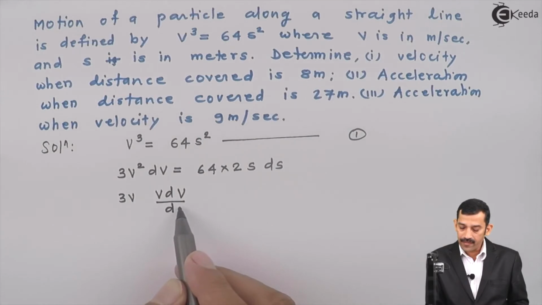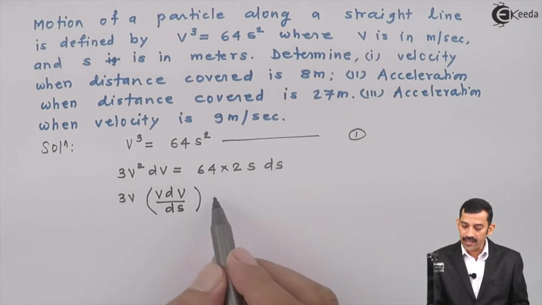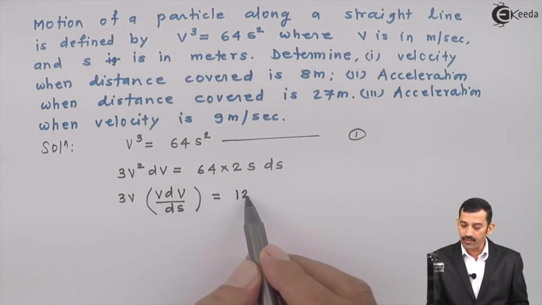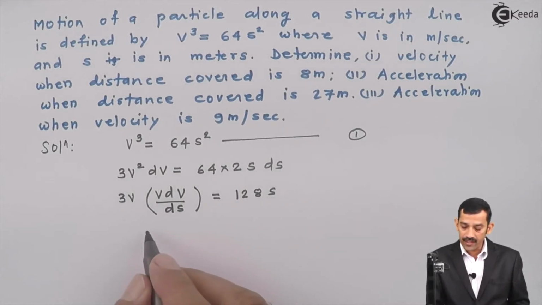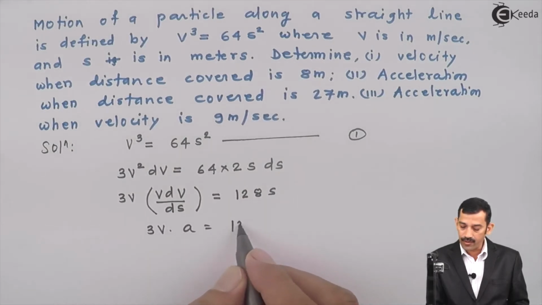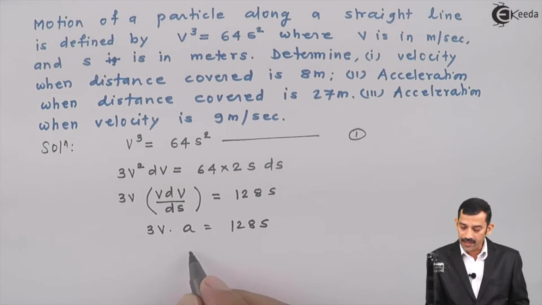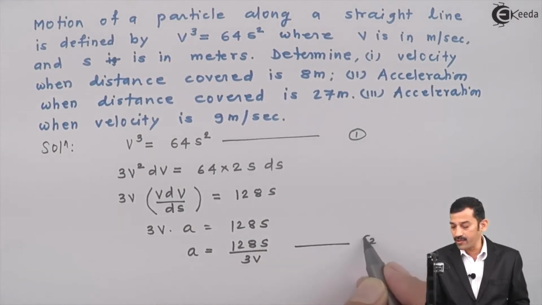Then if I take ds on the left side, you are getting the term v dv by ds, and on the right hand side, 64 into 2 means 128 s. v dv by ds is nothing but acceleration. Therefore, we get 3v into acceleration equal to 128 s. That means acceleration a is written as 128 s upon 3v. This is equation number 2.